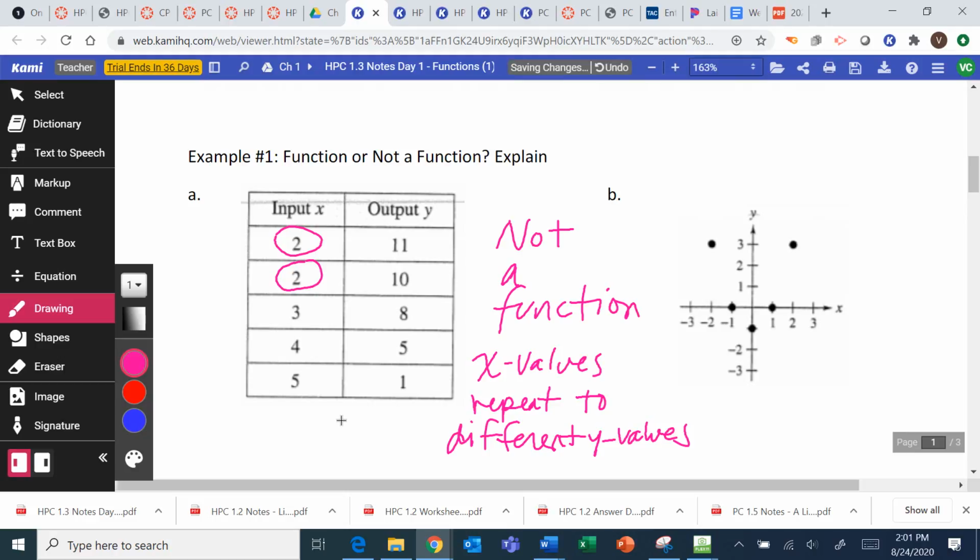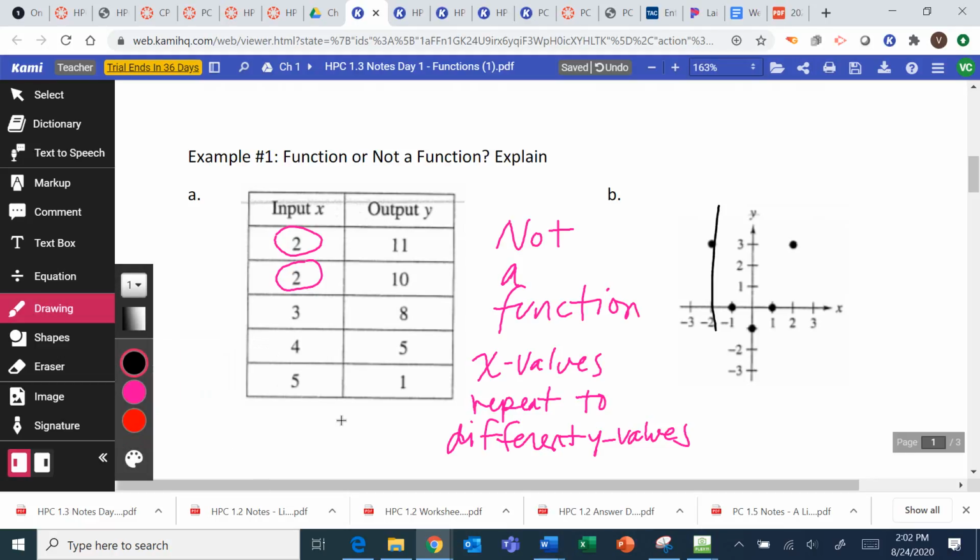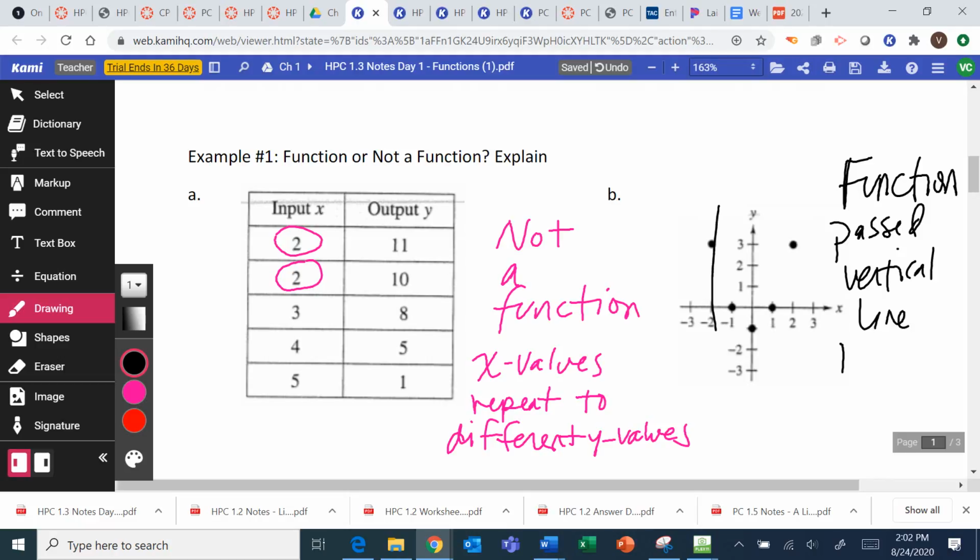And this next one here, we've got 5 points. You could use the vertical line test for those points. You could actually find the ordered pairs and make them into a table. But with these 5 points, none of them repeat, so this is a function. None of the x's repeat. You could say pass the vertical line test. You're just going to explain how you figured it out. Okay?